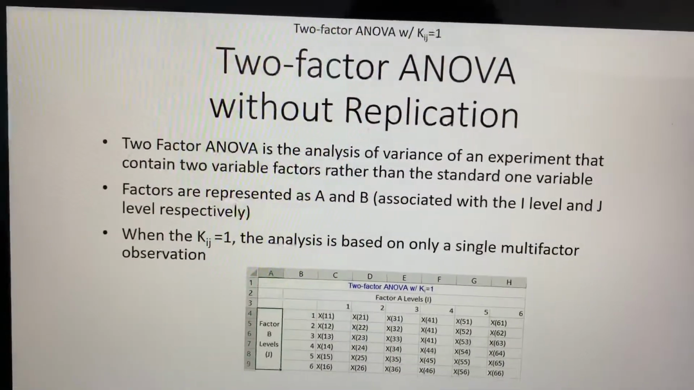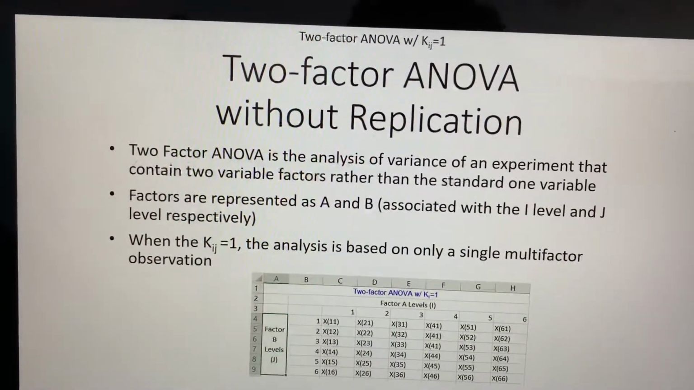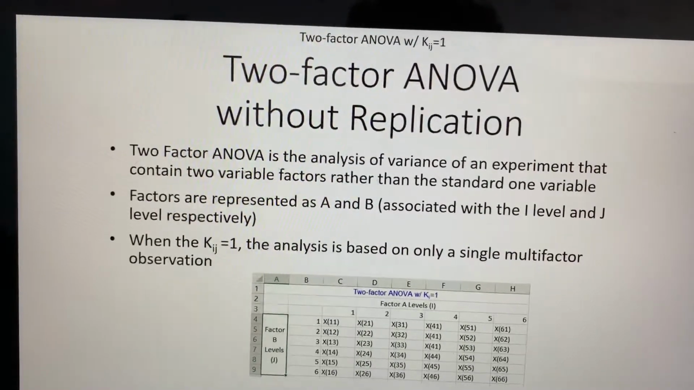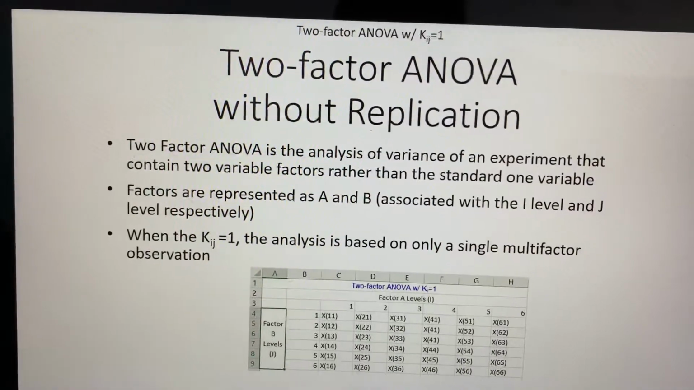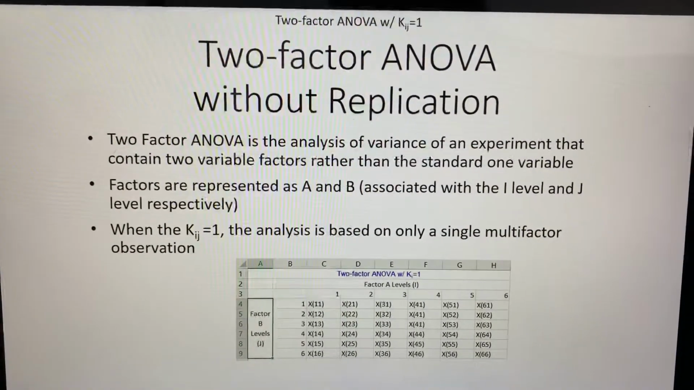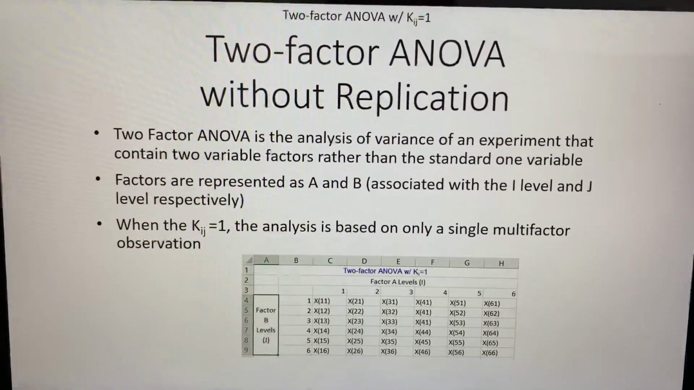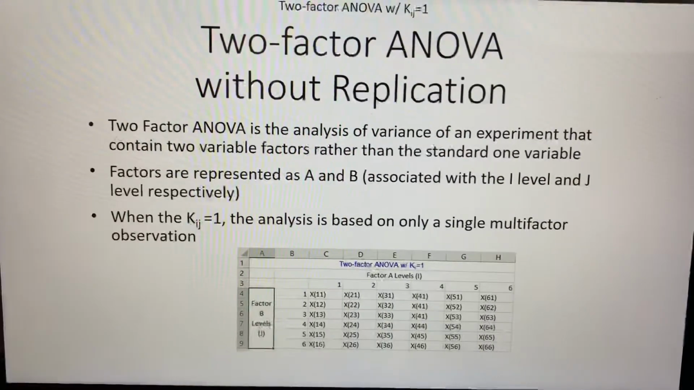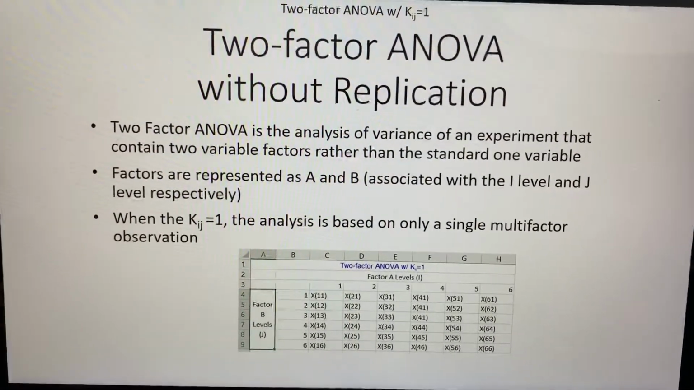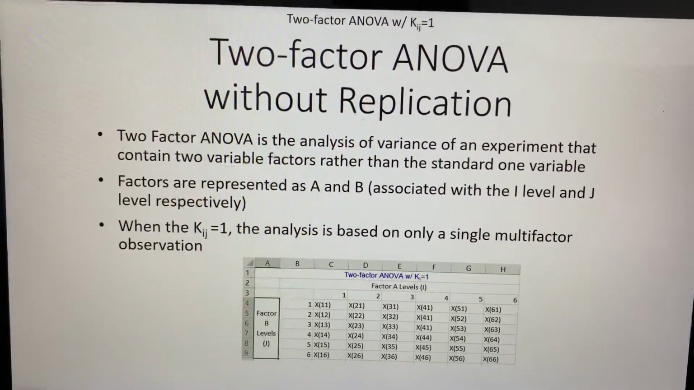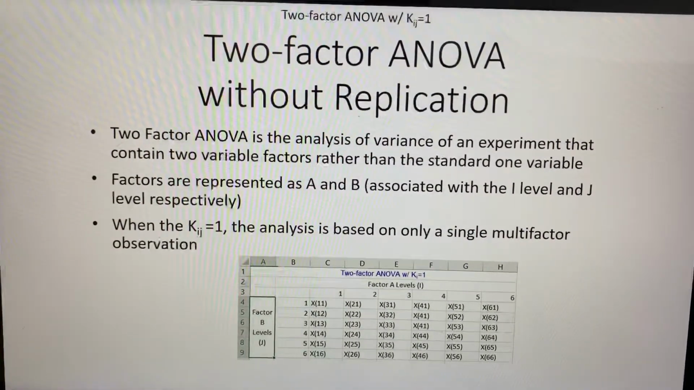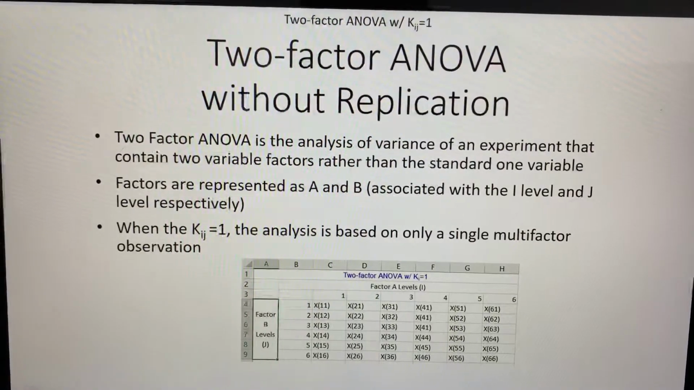You may be wondering why Kij equals 1. What that means is simply that the data was collected on one observation and one observation alone of a particular test or experiment or whatever. Here's a visual. You can see how this is only one observation because K would be a third axis.